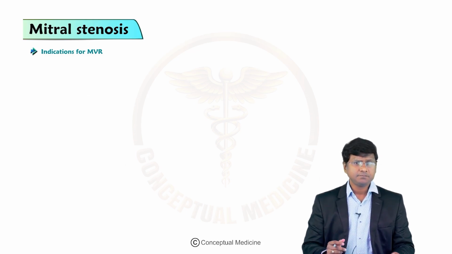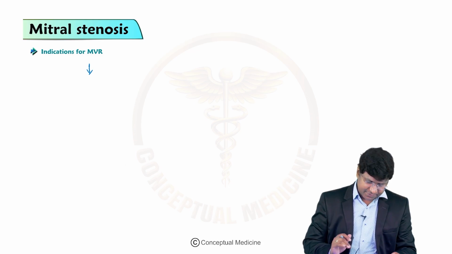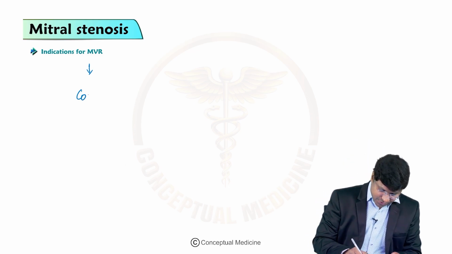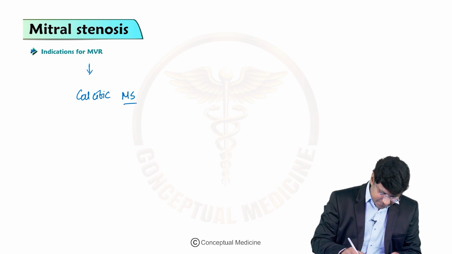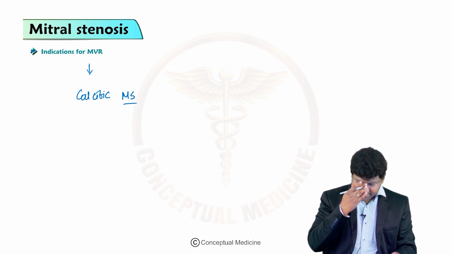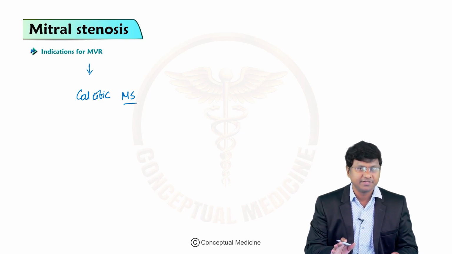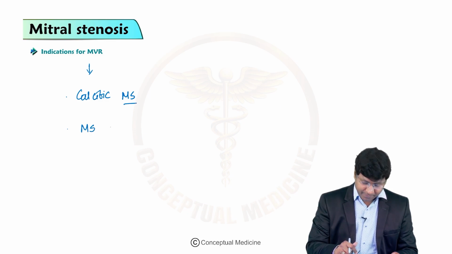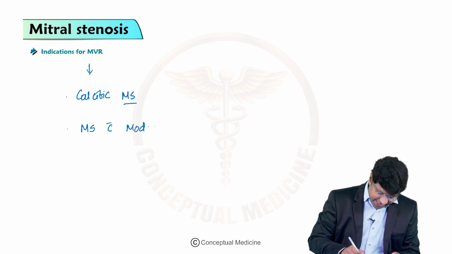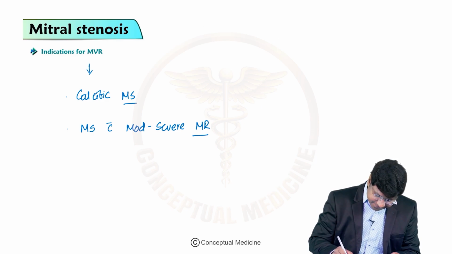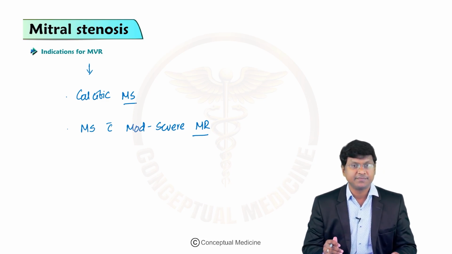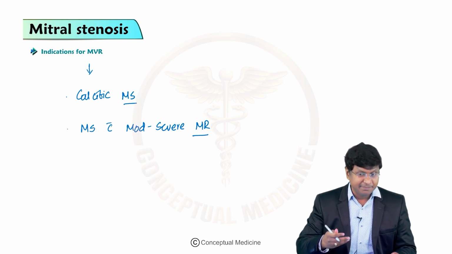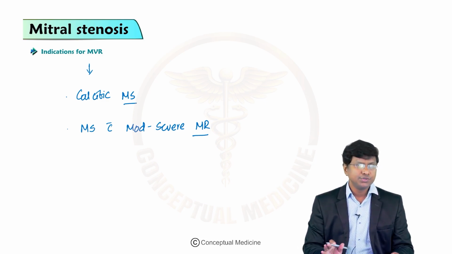Then what will be the indications for mitral valve replacement? Number one, calcific mitral stenosis. Let me tell you, you cannot do PBMV in calcific mitral stenosis, as there can be rupture of the valve. Another scenario is mitral stenosis with moderate to severe mitral regurgitation, where you need to do mitral valve replacement. If you do a PBMV in moderate to severe mitral regurgitation, there can be precipitation of the mitral regurgitation, so you should not do it.